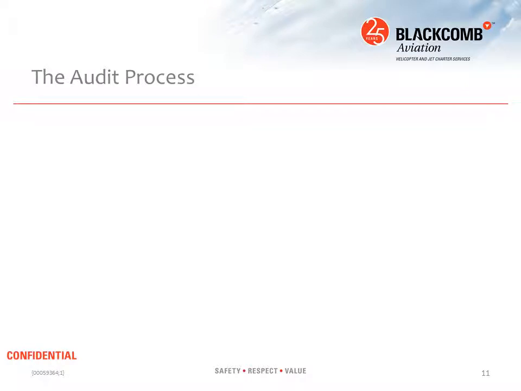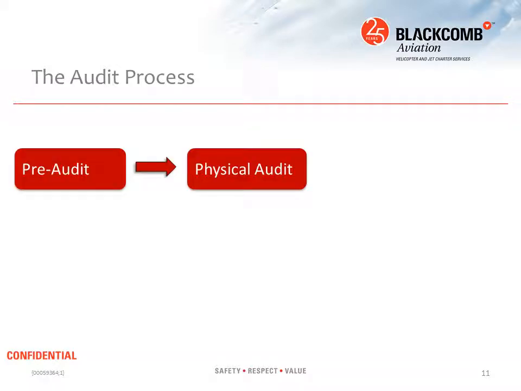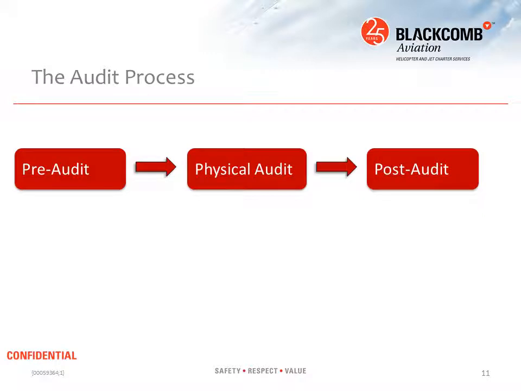The audit process. The audit process is broken down into 3 distinct sections: the pre-audit, physical audit, and the post-audit. Each person has different tasks to complete at each stage of the audit, including the audit client. The audit manual provides details on who needs to complete what and when they need to have it completed by.